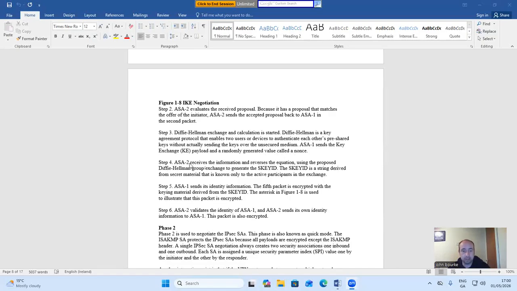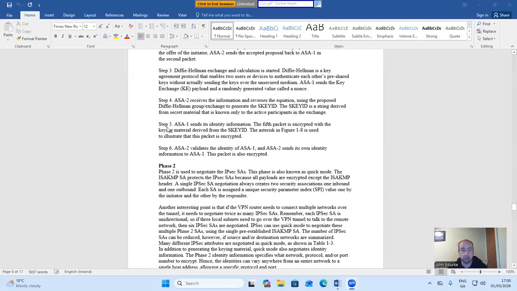Step 4, ASA2 receives the information and reverses the equation using the proposed Diffie-Hellman group exchange and generates SKEYID. The SKEYID is a string derived from secret material that is known only to the active participants in the exchange. Step 5, ASA1 sends its identity information.